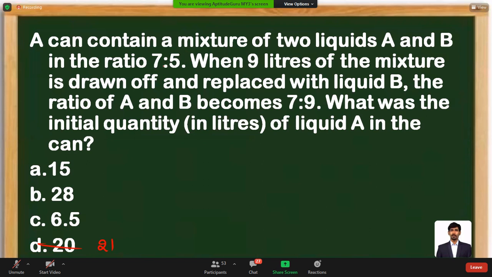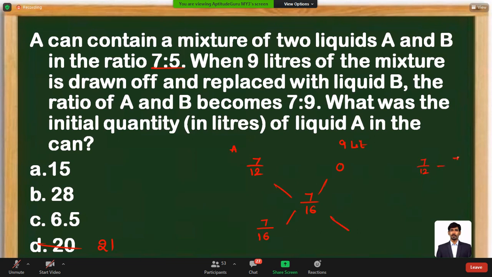I'm repeating. 7:5 indicates 7 parts out of 12 parts is the liquid A. 9 liters of the total mixture is removed and replaced with liquid B. The ratio of A and B finally is 7:9. That means the A value is 7/16. This minus this is giving 7/16. This minus this we have to find.